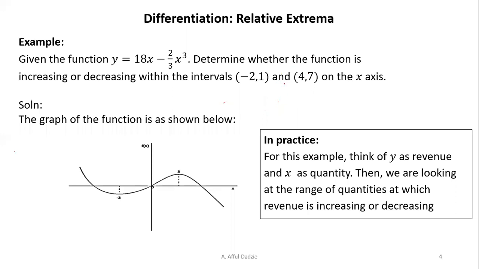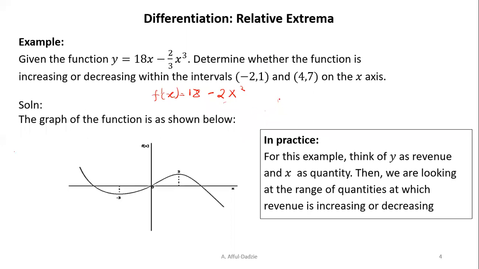Okay, and at what point would it be decreasing? So the first thing we do, given the function, is take the derivative. 18x minus 2x cubed over 3 is the function, so f prime of x is 18 minus 2x squared. This is the derivative of this function here.